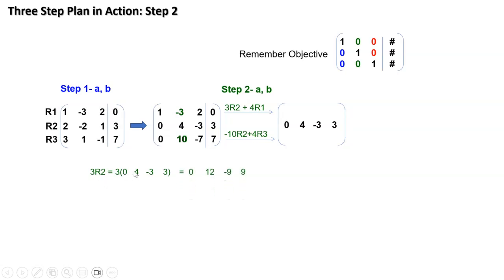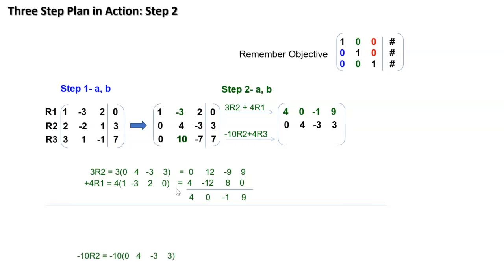3 times row 2 will give us 0, 12, -9, 9. Plus 4 row 1: multiply 4 times every element in row 1, which gives us 4, -12, 8, and 9. After we add them, it's going to give us 4, 0, -1, 9. So that's my new row 1. Then comes my second part for step 2.